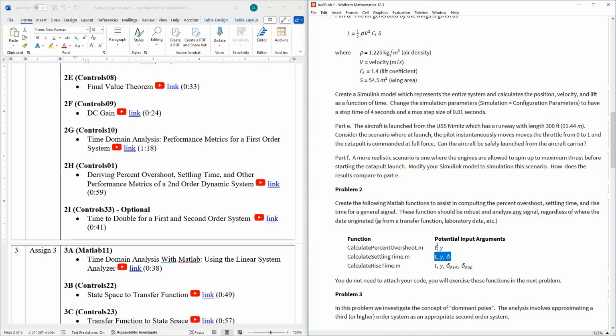Well, you're only going to get traces of data. You're not going to get a linear system model. So I want you to write these functions so that you can give them just generic traces of data and they will calculate these.